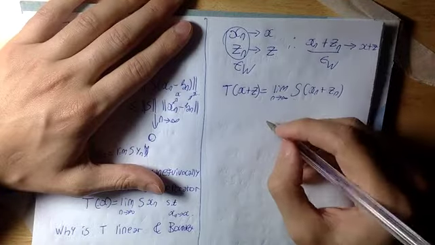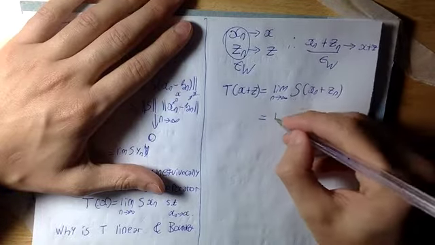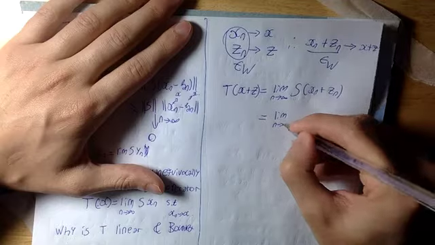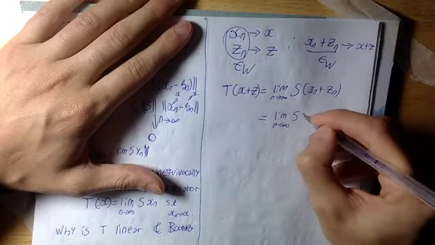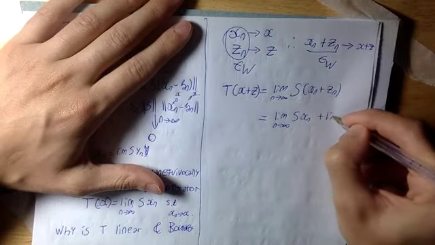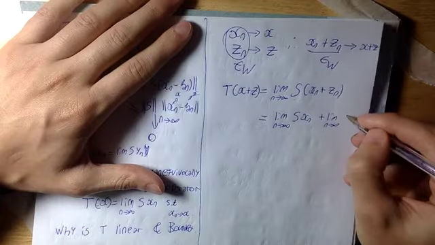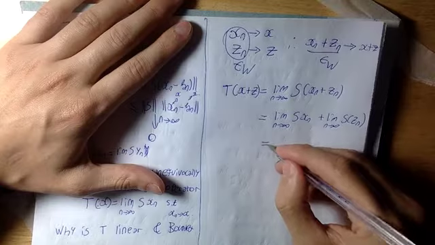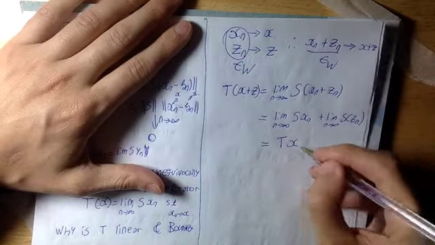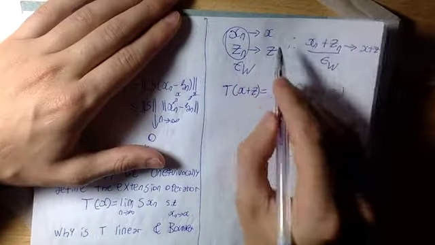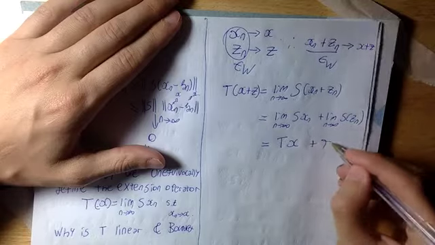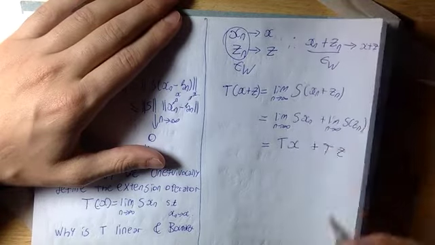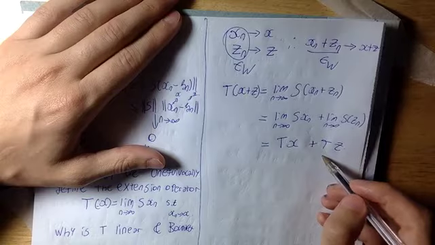But now using the linearity of S, this is equal to the limit when n goes to infinity of S of x_n plus the limit when n goes to infinity of S of zeta_n. But now this is just T of x, because this is a converging sequence to x, and this is T of z, because this is a converging sequence to z. So what we just proved is the linearity.